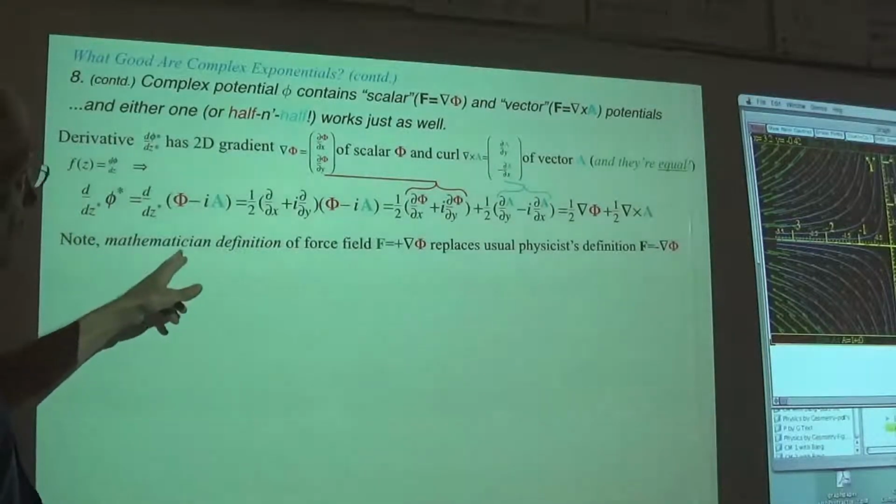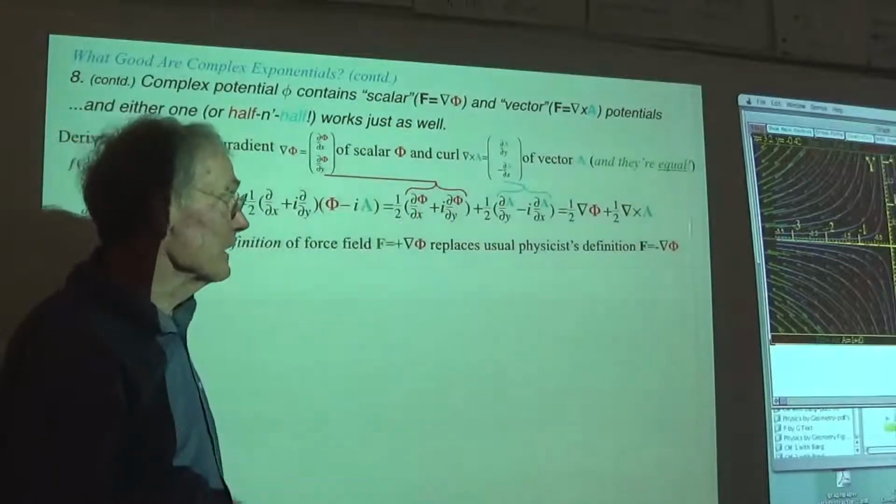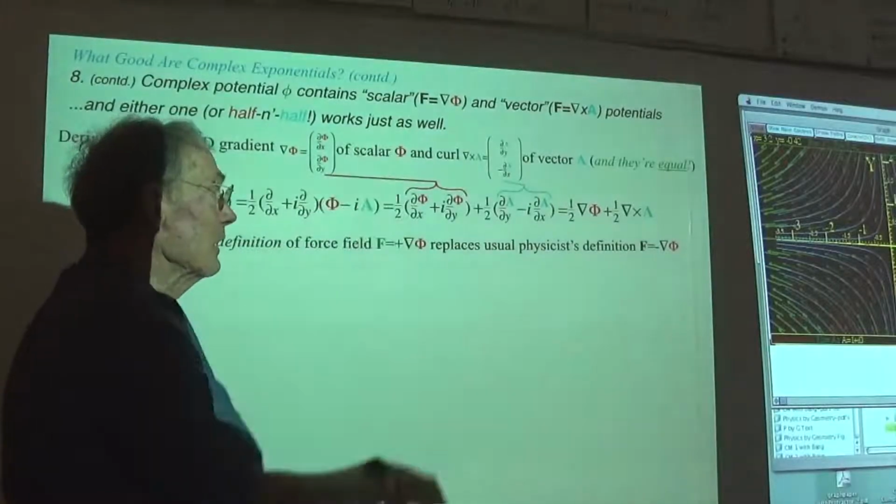And here's where I noticed the mathematician definition. F equals plus the gradient. Okay, I don't want minus signs if I don't have to. The physicist definition just makes for trouble.